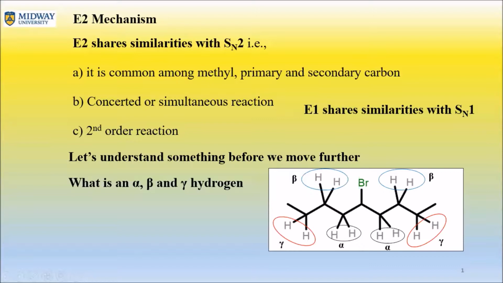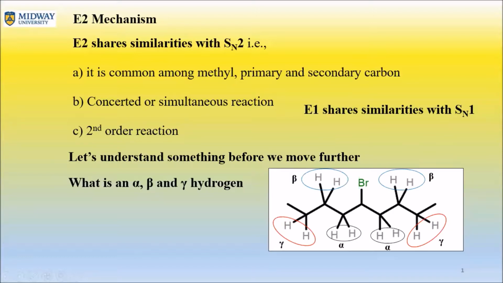So now, if the Br was on the end, then your alpha, beta, gamma will be all in only one direction. Because the Br is in the middle, you have alpha on both sides, beta on both sides, gamma on both sides. Now say if your Br is at the very end of the chain, then you can only go alpha, beta, gamma on one side.